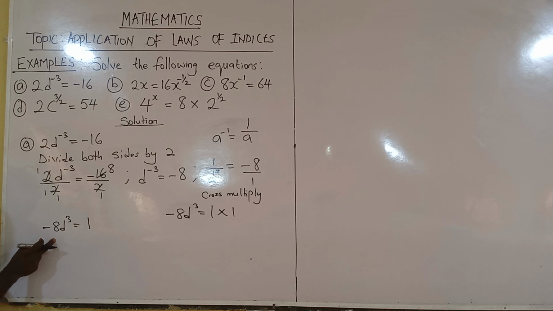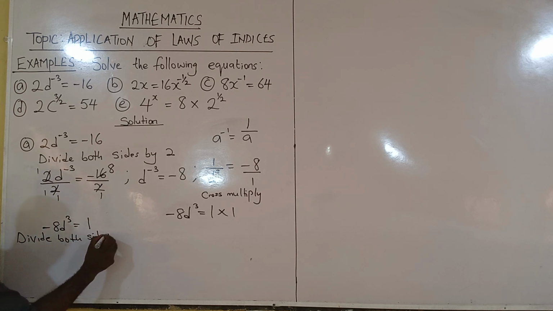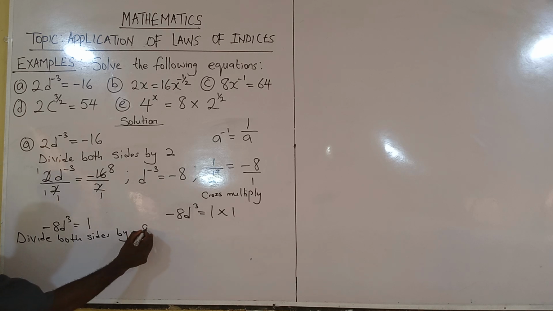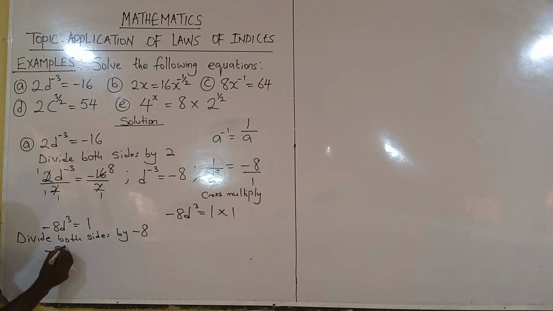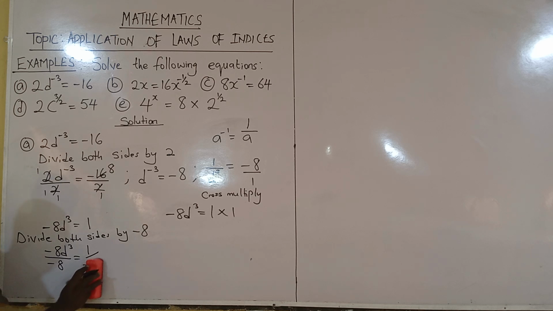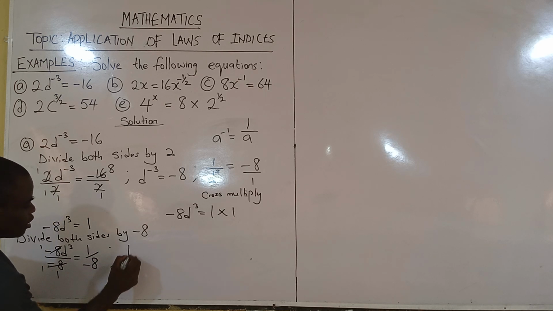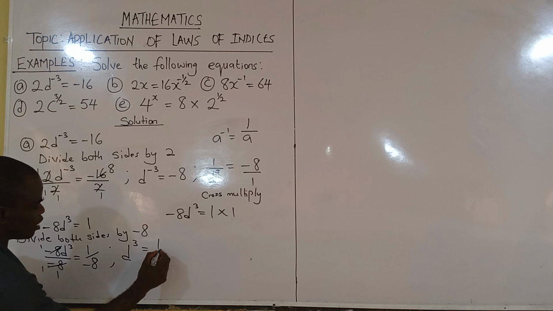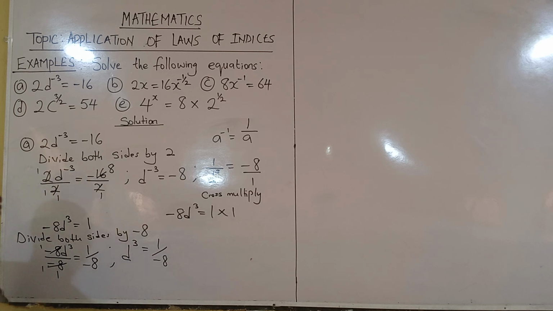Here you divide both sides by minus 8. You now have minus 8d raised to the power 3 divided by minus 8 equals 1 divided by minus 8. Minus 8 goes into minus 8 one time. Now we are left with d raised to the power 3 equals 1 over minus 8.